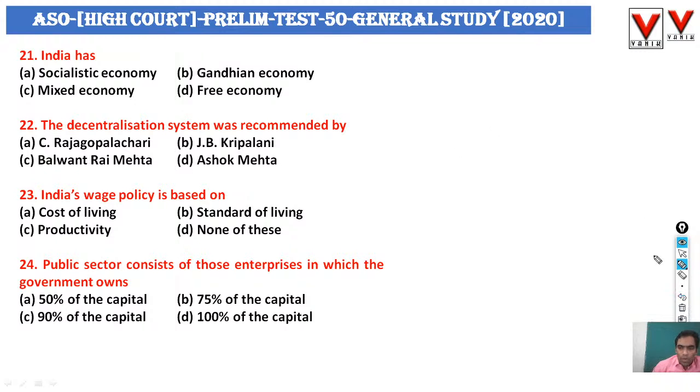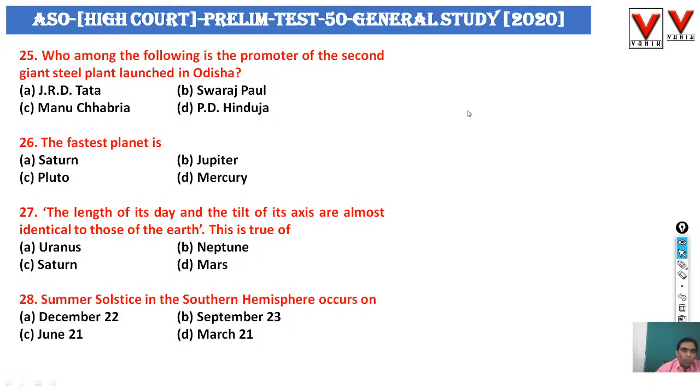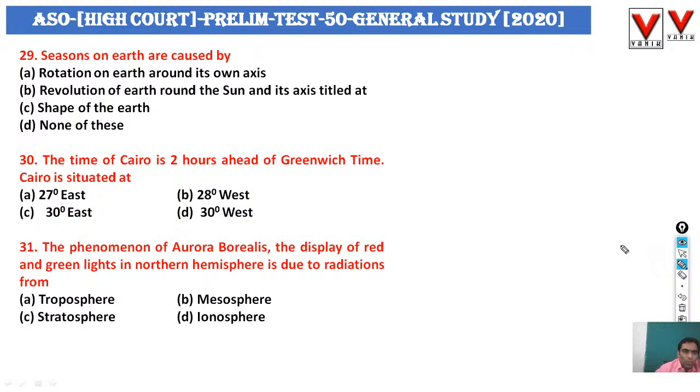Okay, so next question we are going to discuss, that is 25th. Who among the following is promoter of the second giant steel plant launched in India? That was Swaraj Paul. Okay, so the right answer is B.